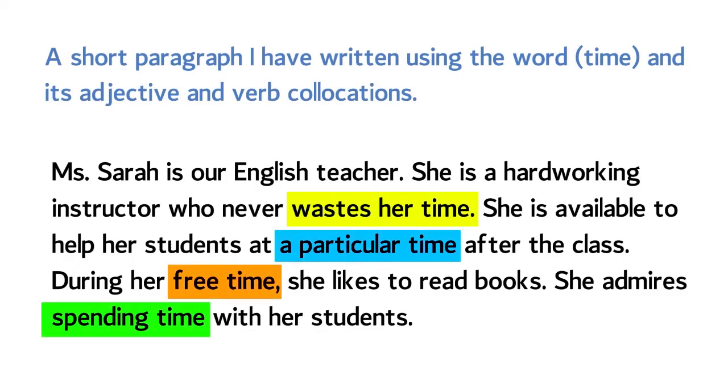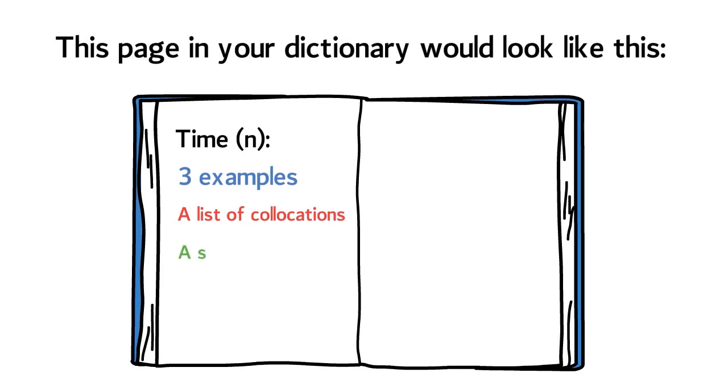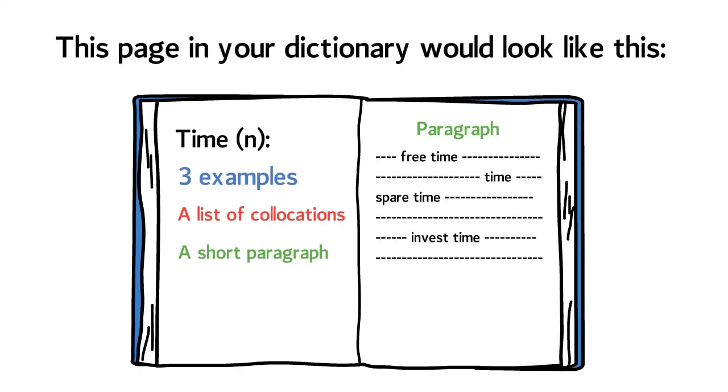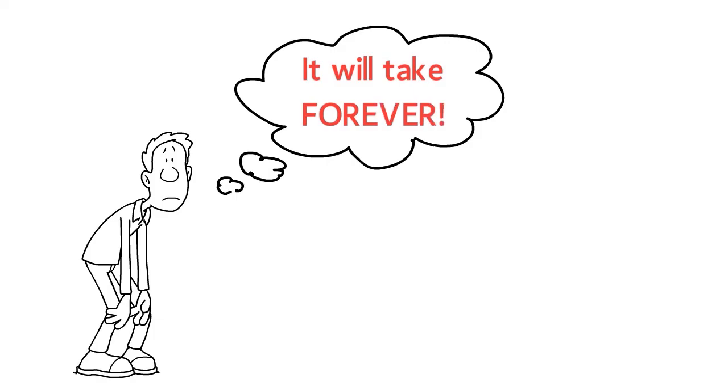So you see, by writing a very simple paragraph, I can use all the collocations that I have written for this word in my dictionary. So, this page in your dictionary would look like this. The word, time, 3 examples, a list of collocations, and a short paragraph. Whenever you have some free time, take your dictionary, flick through it, and then read the paragraphs that you have written. In these paragraphs, you have the word in context plus its collocations, and in this way, you can review the word perfectly well. You might say that this will take forever.